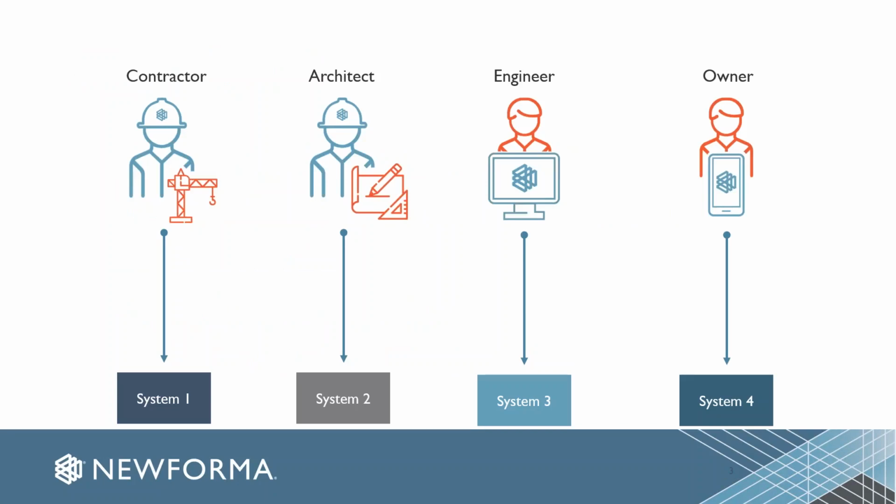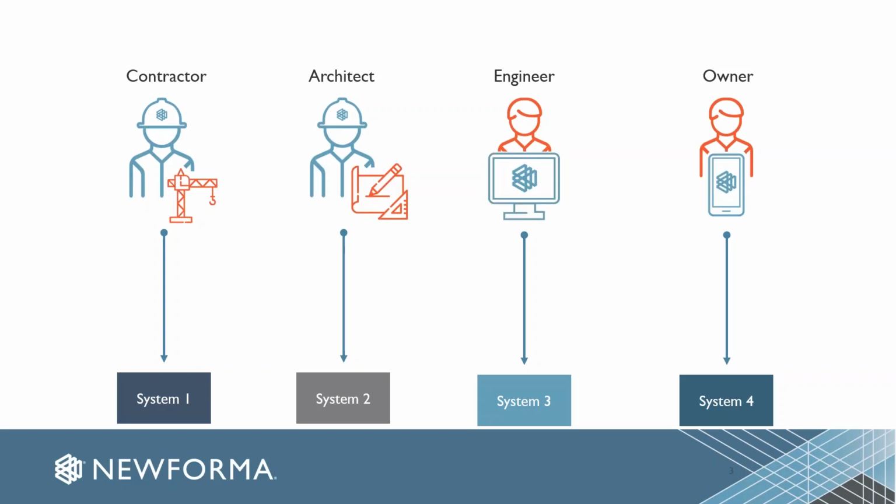What we see very often is that every player in the project, the contractor, the architect, the engineer, the owner, tends to have their own siloed systems. So you're all using separate systems to address the project management needs, and that makes communication, making sure everyone's on the same page, and making sure everyone has current information, kind of tricky, because everybody's got their information in its own spot.